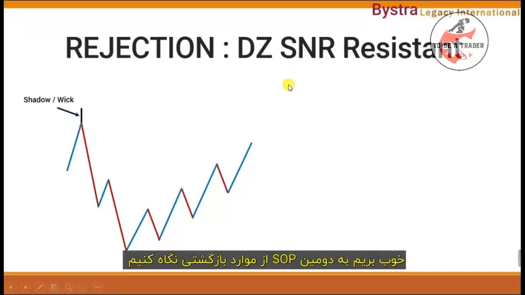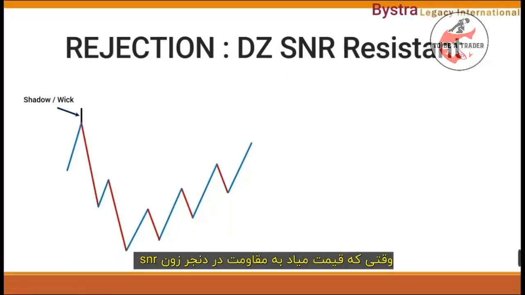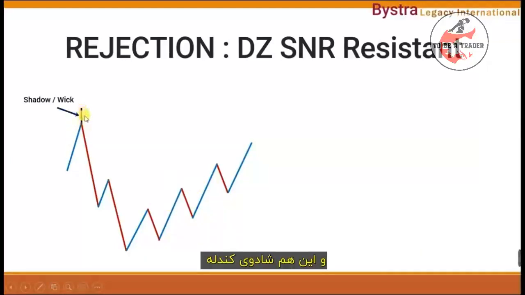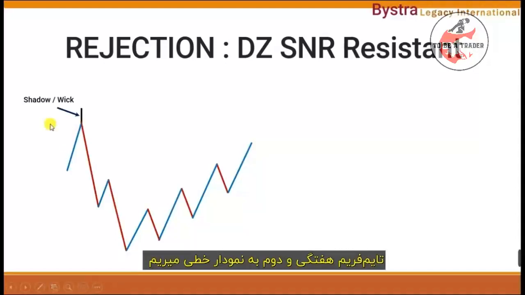Let's look at the second SOP for the rejection case. When the price comes at the resistance of the danger zone SNR, when there is a confirmation of rejection, then we will enter a sell setup. In this case, this is the weekly time frame. Here the candlestick moves up and down, and this is the shadow of the candlestick. So first we move to the weekly time frame.